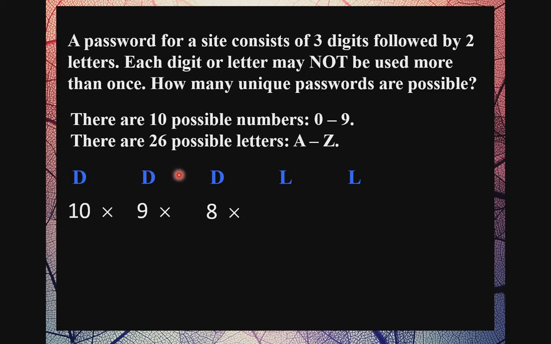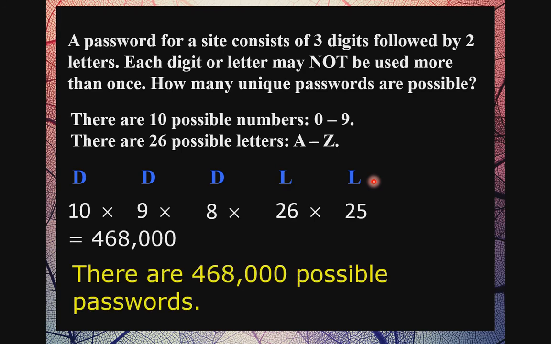Kasi po, yung dalawa is nandito na at bawal silang umulit. And pagdating naman sa letter, 26 meron tayo. Then, sa last spot, we will have 25 na lang. Bakit po? Kasi po, bawal nga umulit. So, yung isa, taken na. So, 25 na lang yung choices mo dito. And kapag kinuha natin yung product, we will get 468,000 possible passwords.